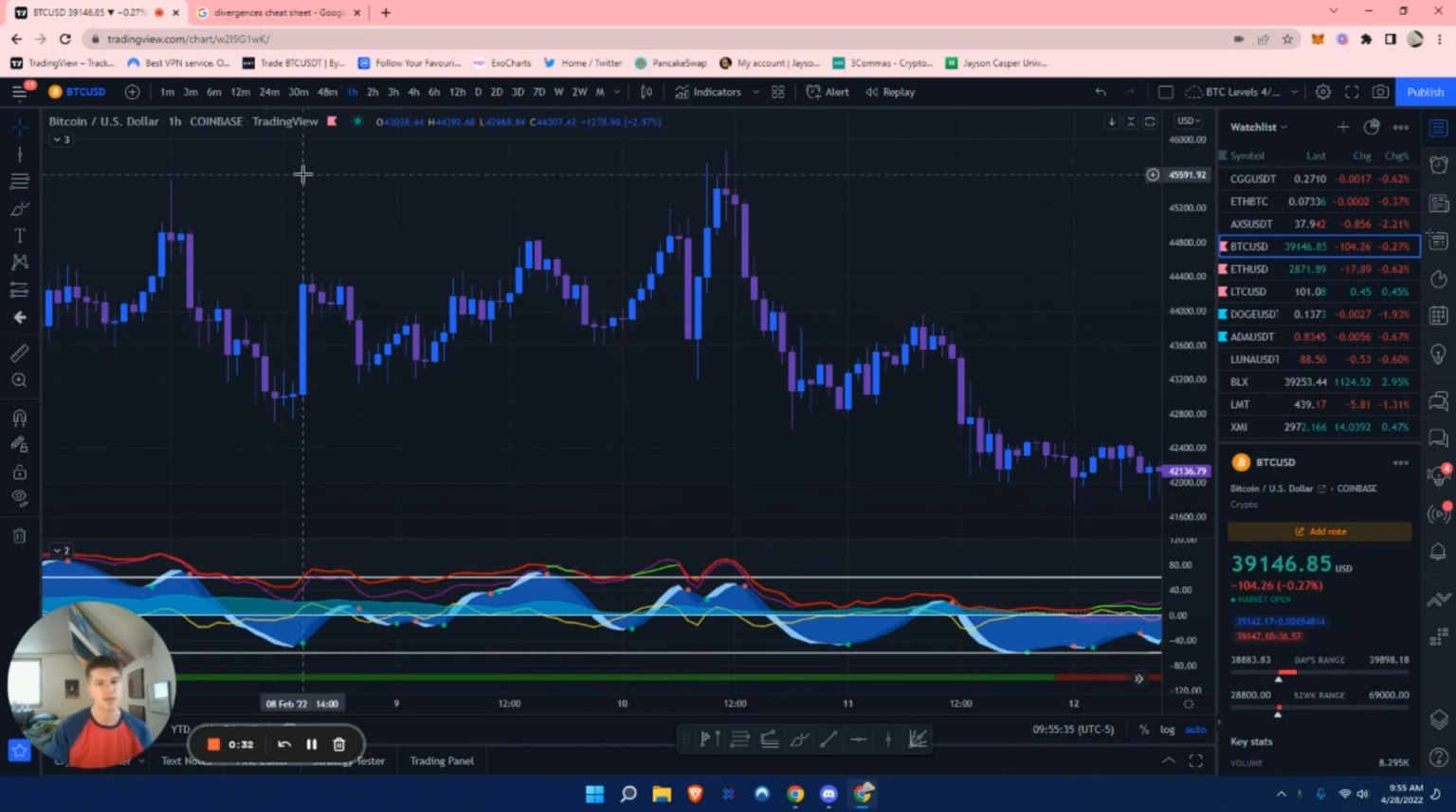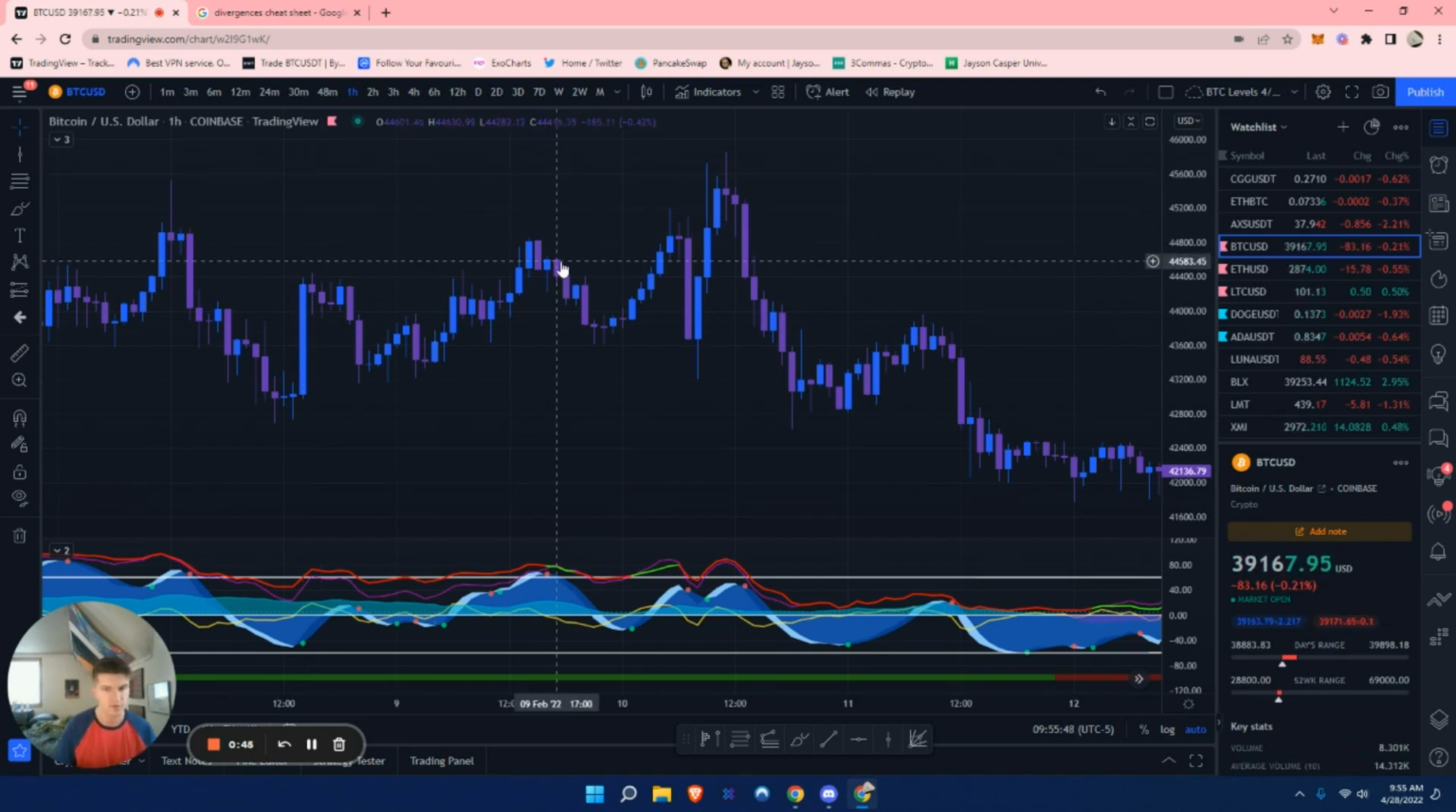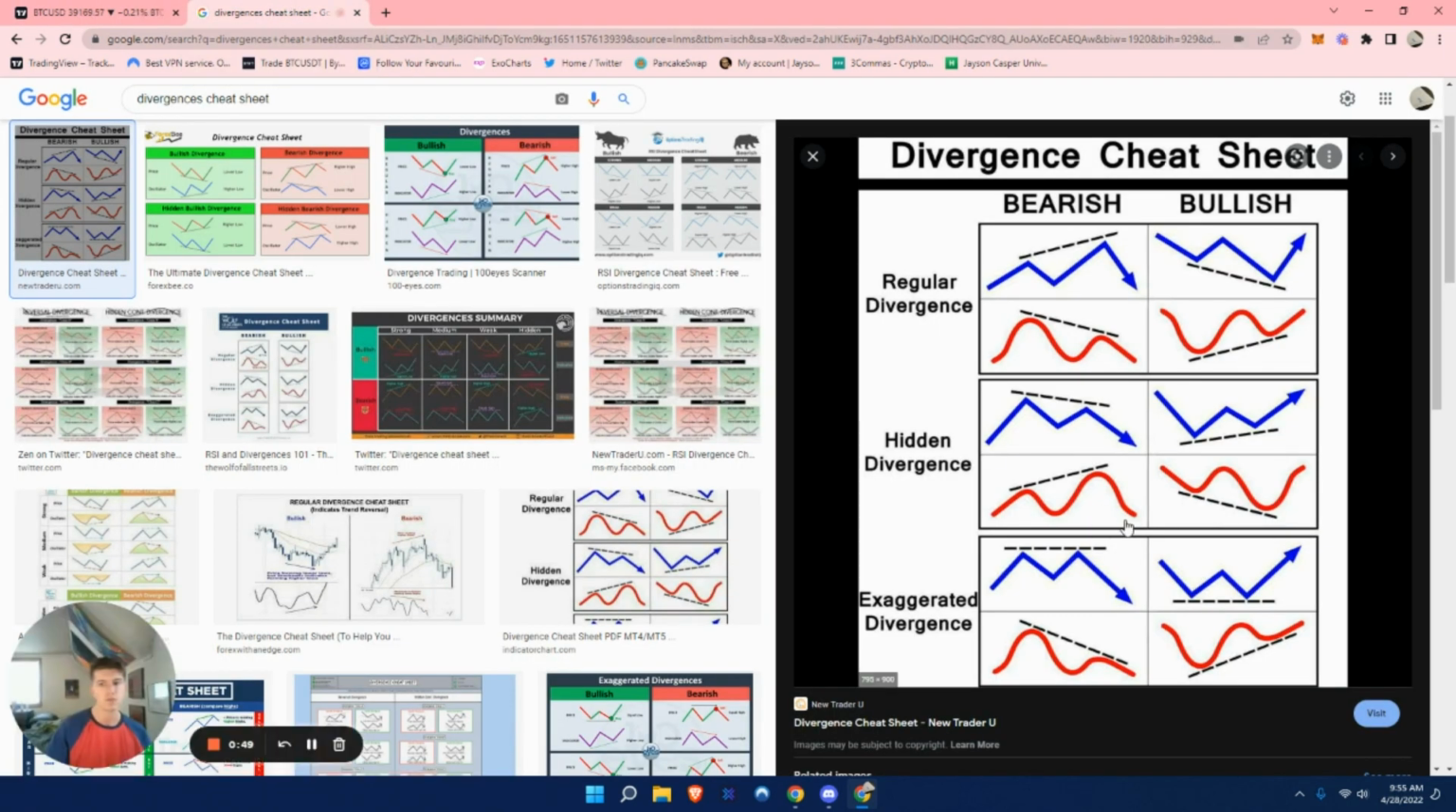Anyways, a divergence is basically an imbalance between buyers and sellers, and typically price likes to correct based on those buying and selling order differences. So that's really the technical economic side to it. Really, the trading side of it comes down to identifying regular divergences.